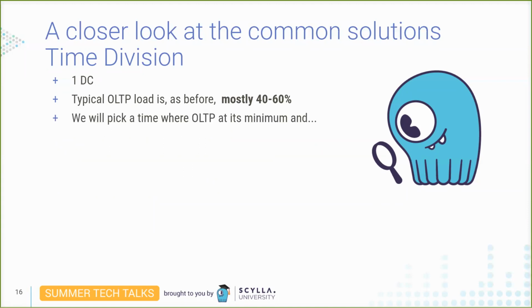We will pick a time where OLTP is at the minimum, let's say 30 or 40%, and start the OLAP load. Now we have a problem. Both loads together need more than 100% of the cluster resources. What will actually happen is that OLTP requests will start to get increased latency, and it will keep increasing as a function of the OLAP load. It can eventually time out, since OLTP, as we said, is usually latency sensitive.